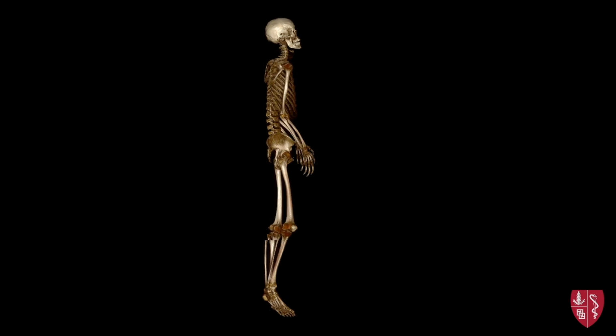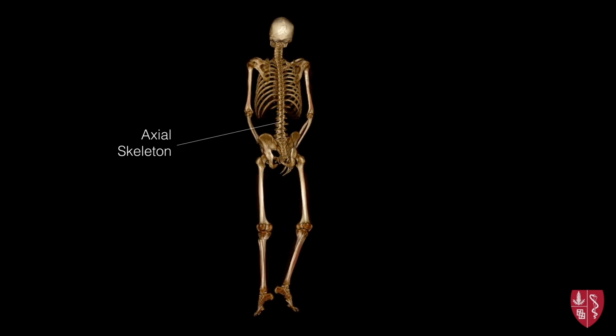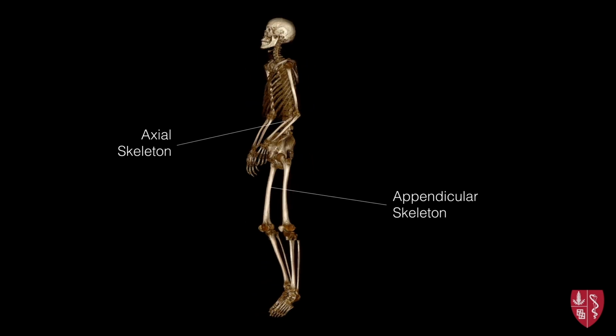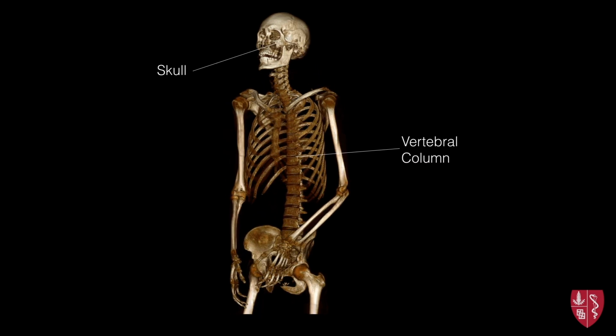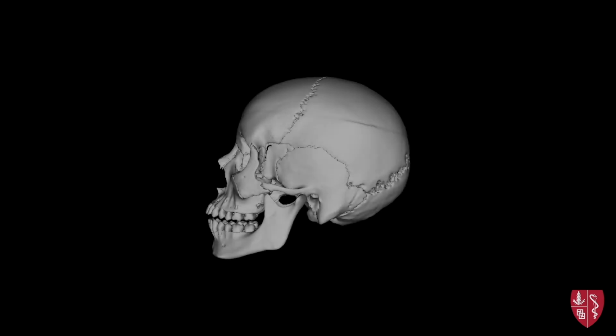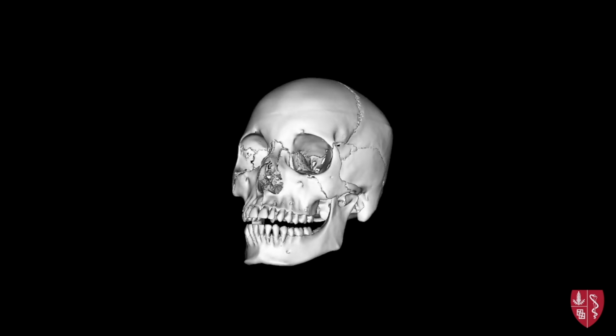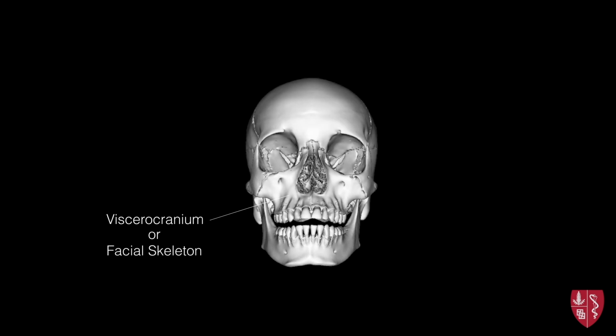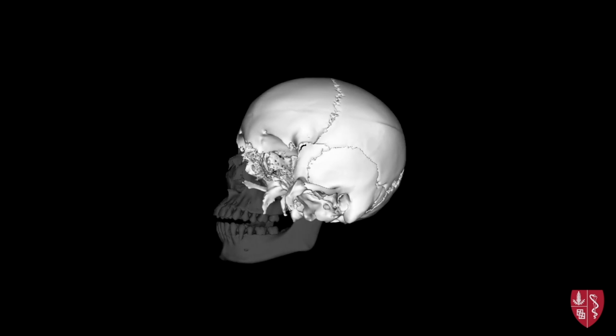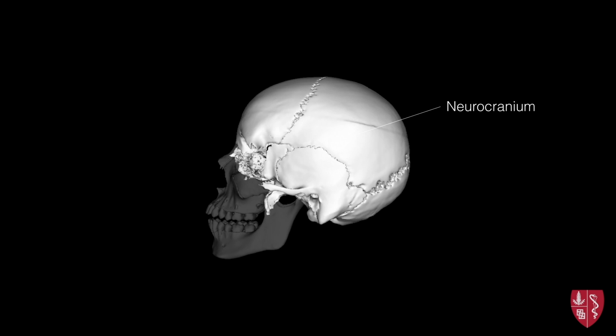The human skeleton can be subdivided into axial and appendicular regions. The axial skeleton consists of the skull and the vertebral column. The human skull can be subdivided into a viscerocranium, or facial skeleton, as well as a neurocranium, otherwise known as the cranial vault or brain case.